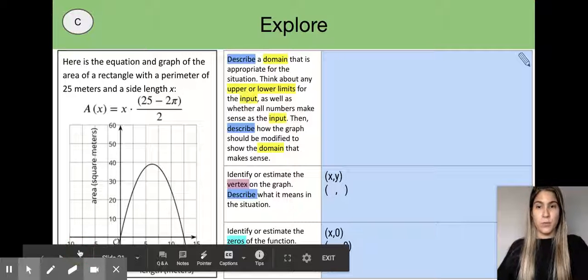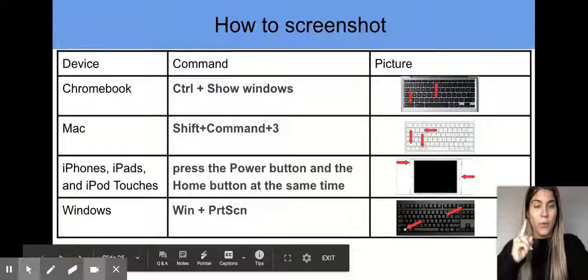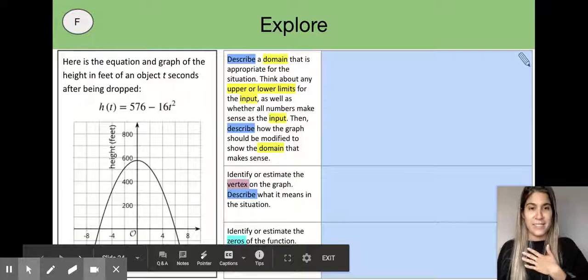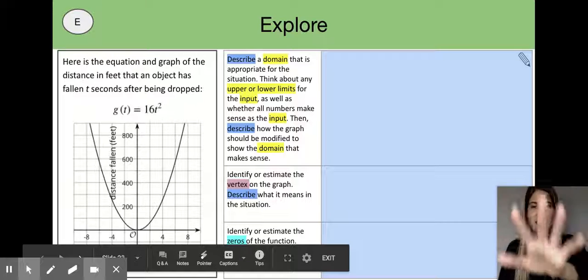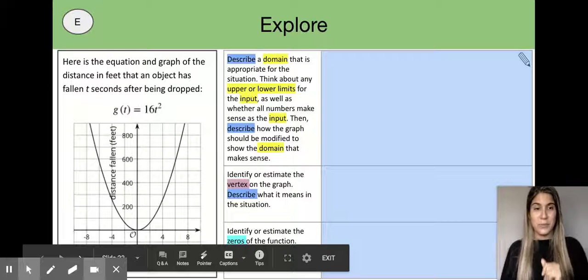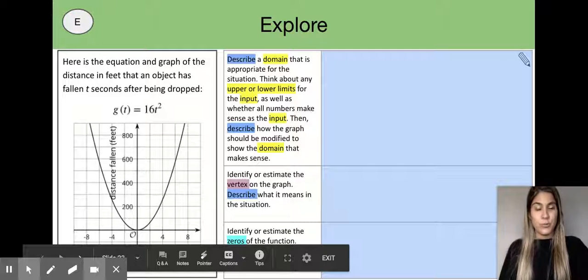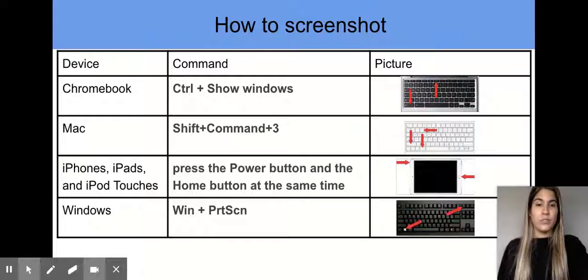Once you are done with your explore, so you will go through the different ones, I will ask you to select one of the problems that you thought you did the best in. So you're going to look over them and you're going to say, I think this is the one that I described the best. This is the one that I understood the most. If this is the one that you understood the most, I'm going to ask you to go ahead and screenshot this response. So you are going to screenshot the entire slide, and then you are going to move over to your summarize slide.